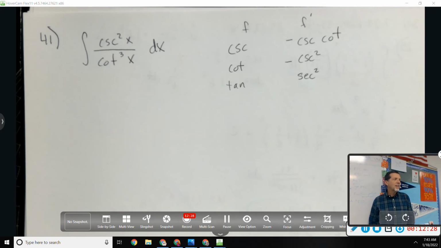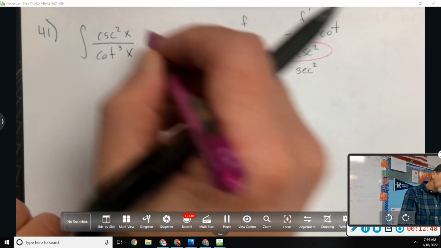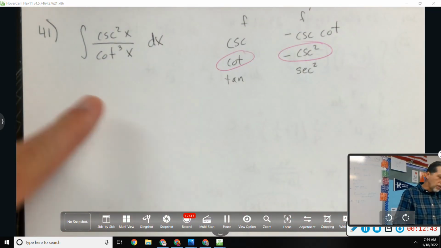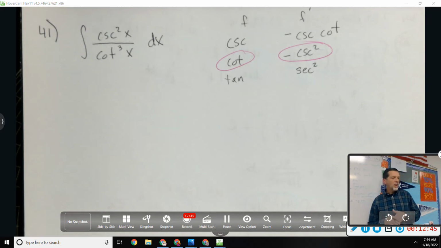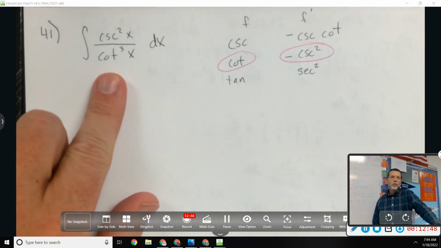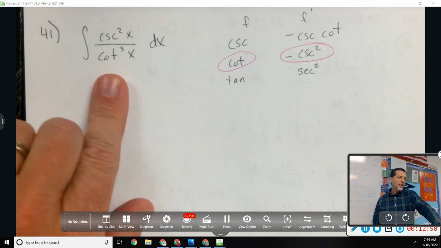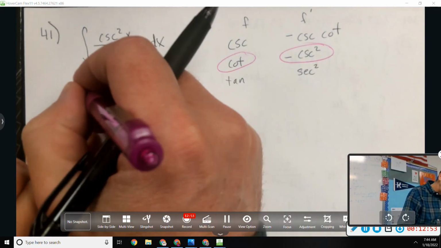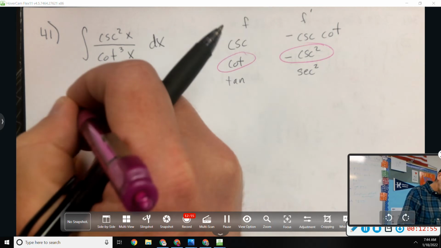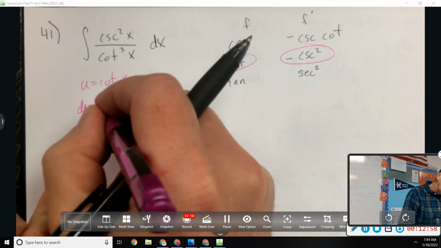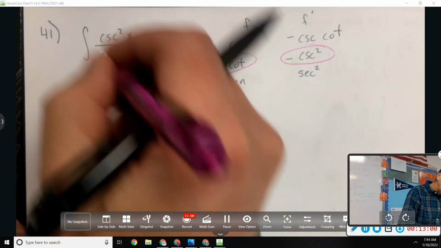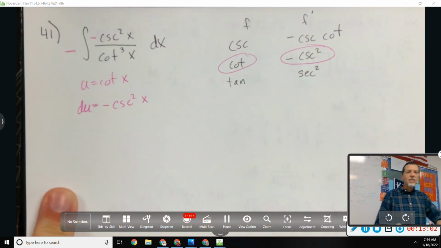Does that provide a hint as to what u should be? It should. u should be cotangent because then we'll get cosecant squared. And we can handle the cube as part of the integration. Yeah, if we make u be cotangent cubed, then du is going to be a mess. So that'd be too much. Let's let u be cotangent of x. du is negative cosecant squared of x. That's an easy fix, the negatives.